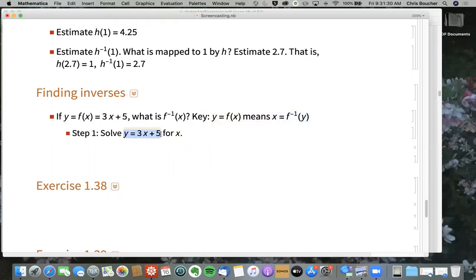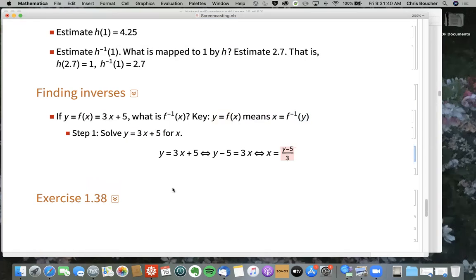Well, that's not too hard to do here. Again, if this function were more complicated, that might be a difficult algebraic task. But here it's not so bad, right? All I have to do is subtract 5 from both sides, and that gives me y minus 5 equals 3x, and then divide both sides by 3, and that gives me x equals y minus 5 over 3.